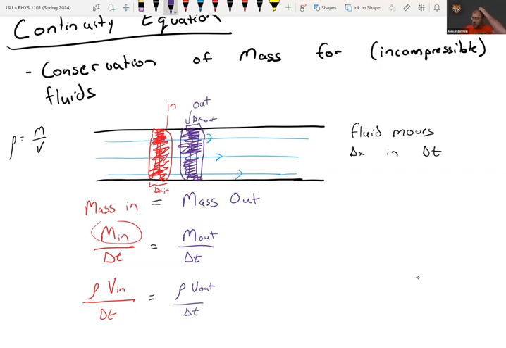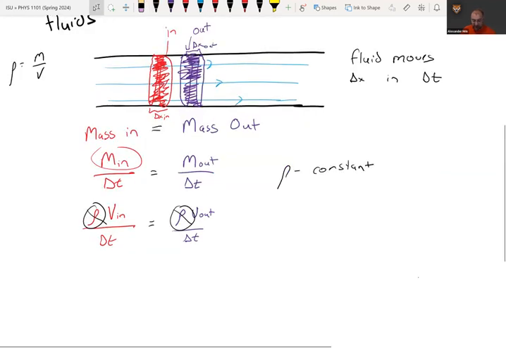Now, this is where the fact that this fluid is incompressible is useful. And the way we can do that is density is a constant. If we're doing flow of something like air and the density can change, then we can't do this next simplification. But if density is constant, these two will cancel out, and we're just left with the volume in over delta T equals the volume out over delta T. Now, I'm leaving that delta T. We could also cancel the delta T's, but we're going to see something here in just a minute.